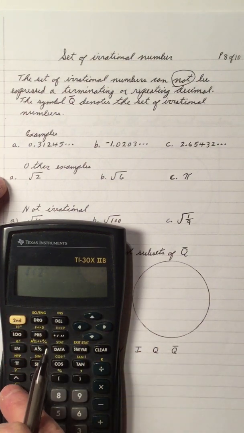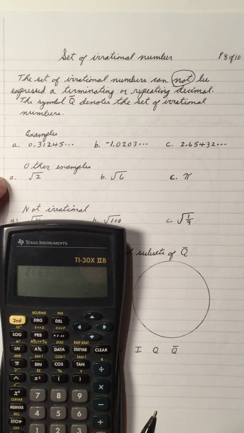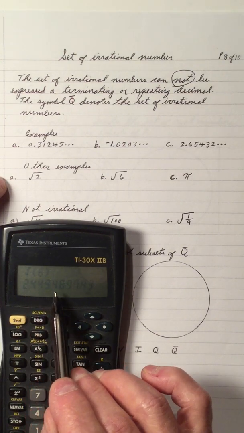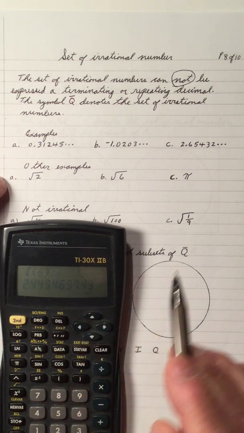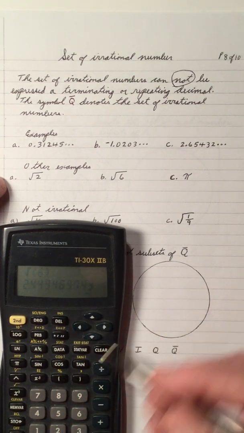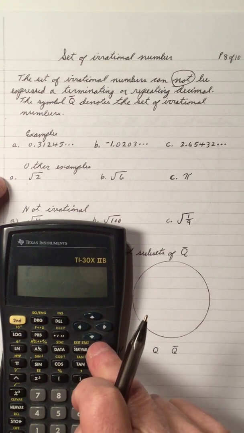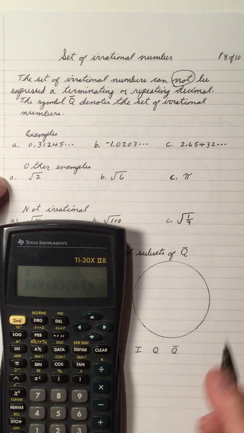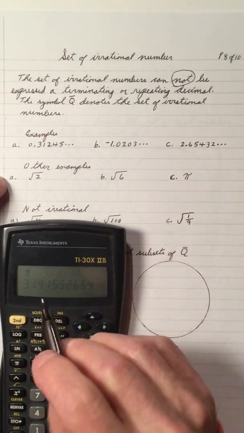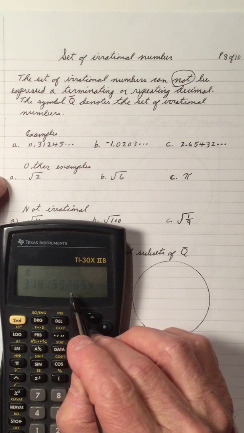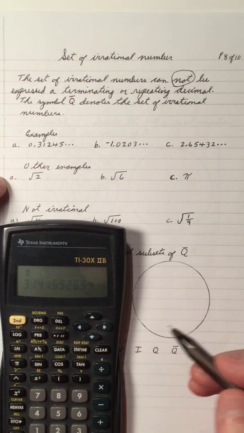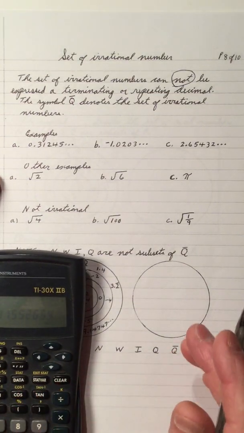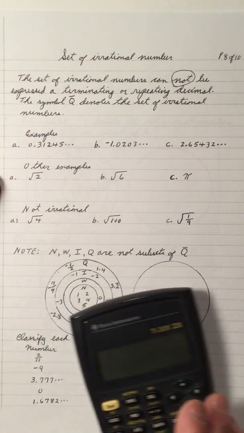The square root of 6 is 2.449489743, and you can see that it's not terminating or repeating, so it's irrational. And pi on the calculator, which is right here, if I hit pi, that's the famous number, 3.141592654, not repeating, not terminating, so it's irrational. So if a number is not repeating or terminating, it's irrational.